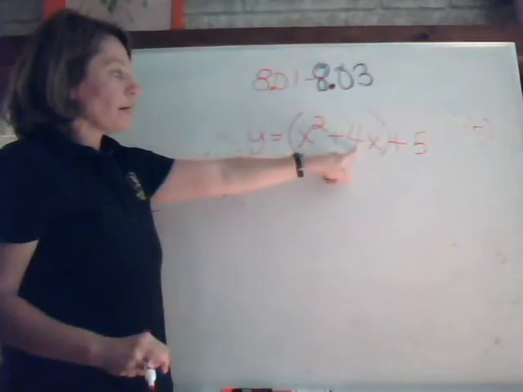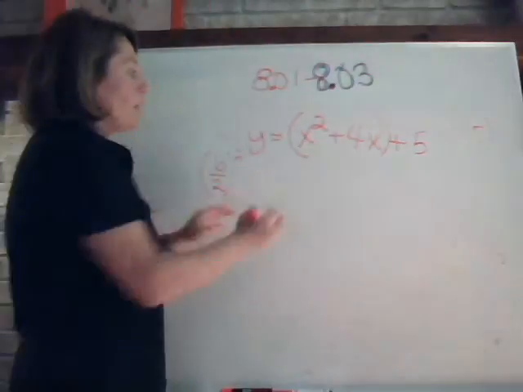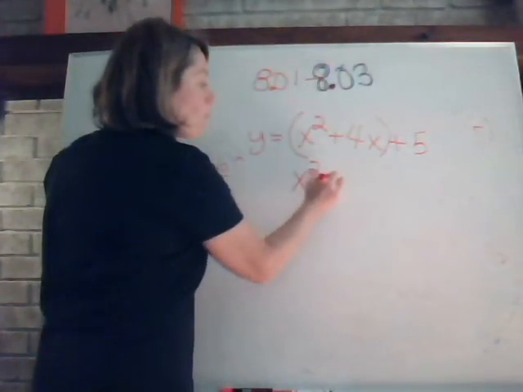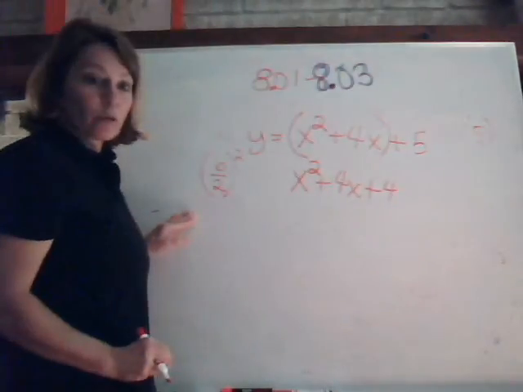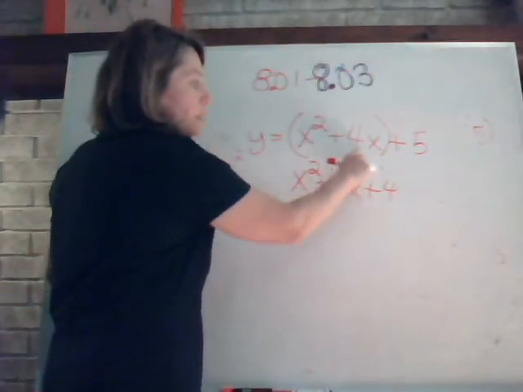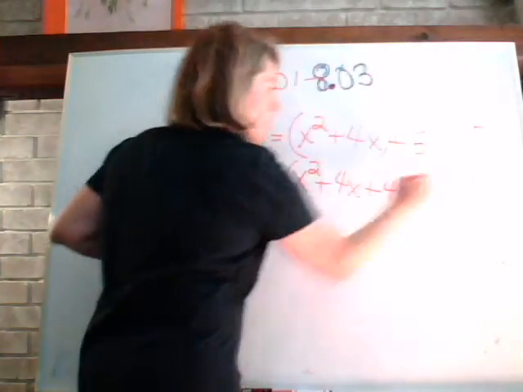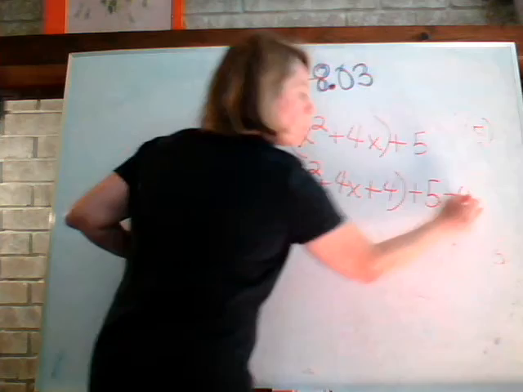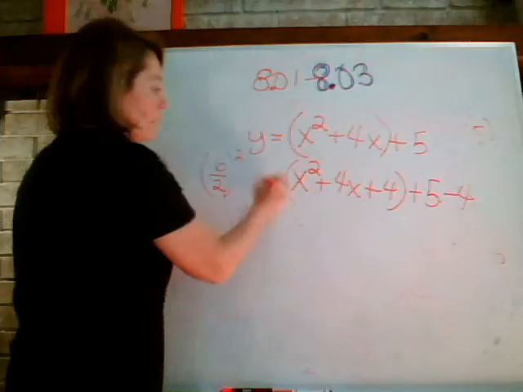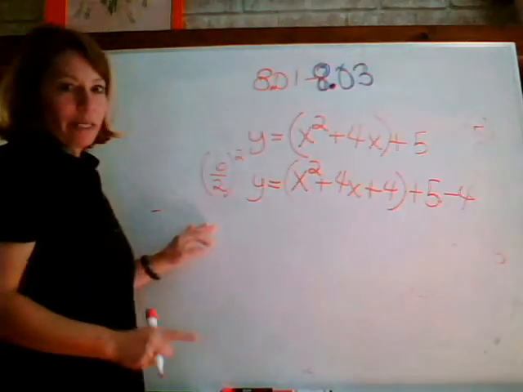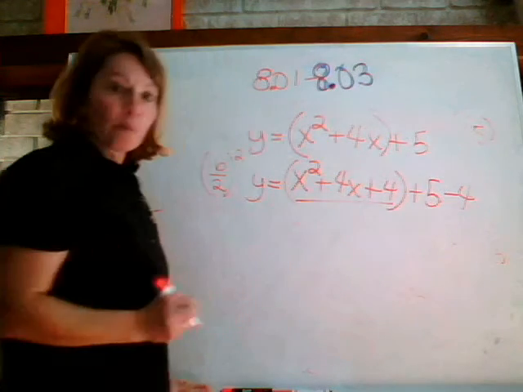Divide b by 2 and then square it. So 4 divided by 2 is 2. Squared, 2 squared is 4. So I need a 4 right here so I can complete a perfect square. Now if I add 4 to this binomial, I have to subtract it on the outside to keep this equation equal, don't I? Because if I'm adding 4 and subtracting 4, it's zeroing itself out. I'm just disguising 0 as 4 and -4. Last night was Halloween. That's all I did.